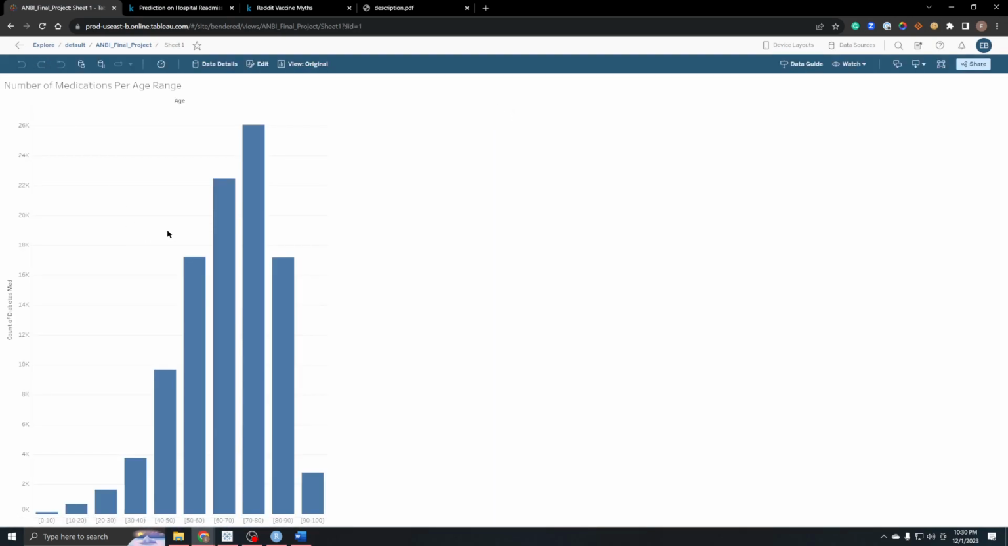Go ahead and pull up this one. This one is kind of similar to one of the ones I created in R. Here, this is actually just a count of all the diabetes medications that an age range is taking. So as you can see here, most of the time when you have diabetes, you're going to be taking more medications for it when you're in your 70s and 80s. But this can also be attributed to the fact that when you're in your 70s and 80s, more people do have diabetes, type 1 and type 2.